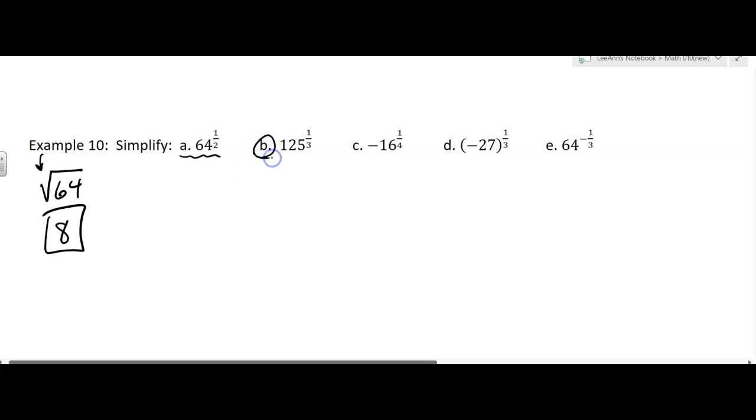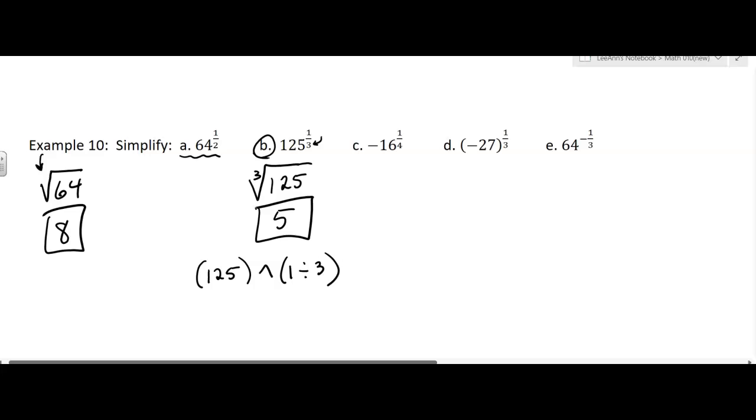Part B, okay, I want the cubed root then. So the denominator is going to be the root part. So I want the cubed root of 125. Now, some calculators will do a cubed root. You could also on your calculator go 125 to the power of 1 divided by 3. That will work also. That's just a little bit of calculator knowledge. I know the cubed root of 125 is 5. You could do that on your calculator. You could say, well, is 5 to the 3rd power 125? You know, you could take a good guess.